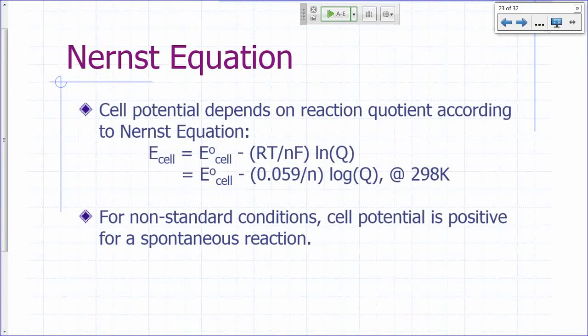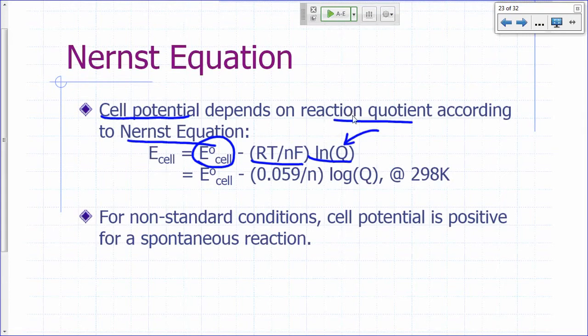Now, cell potentials. One thing you have to realize is that they do depend on the reaction quotient. That's why I kept emphasizing standard conditions in the previous slides. The way they depend on the standard condition is given by the Nernst equation. Cell potential is equal to the standard cell potential minus RT over nF times the natural log of the reaction quotient. This is the same reaction quotient we talked about when we talked about equilibrium.